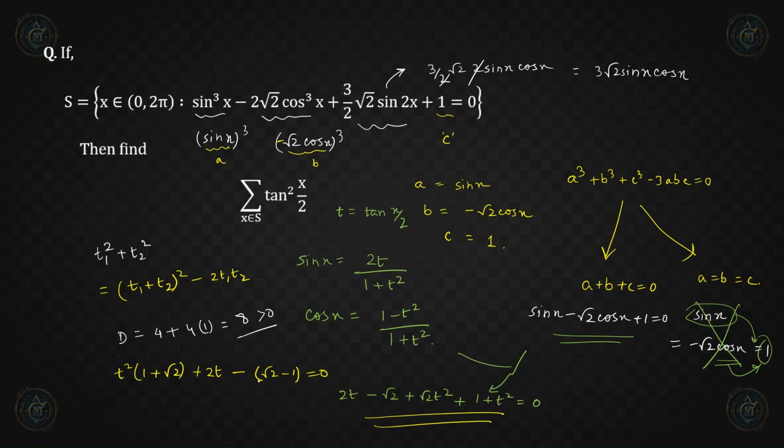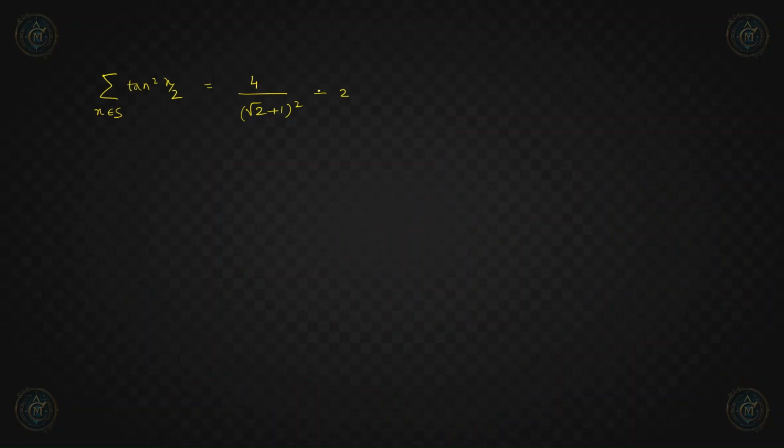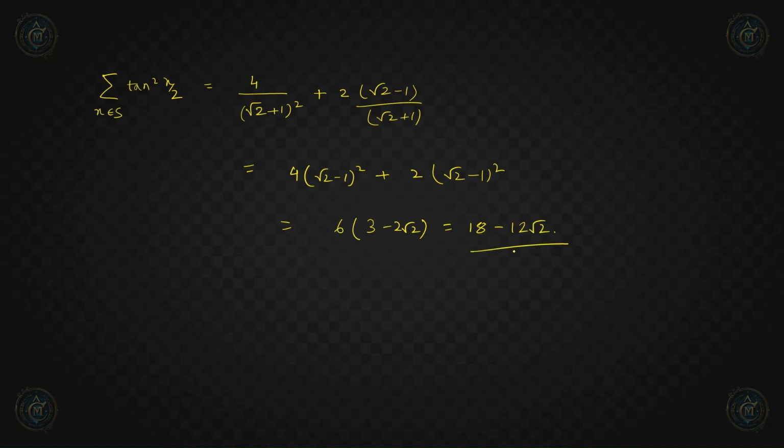T1 T2 is what? This will be minus (root 2 minus 1) divided by (root 2 plus 1), with a negative sign. So this will be plus here, times (root 2 minus 1) divided by (root 2 plus 1). Okay. So this thing we can simplify easily. This will be 4 over (root 2 plus 1) whole square plus 2 times (root 2 minus 1) over (root 2 plus 1). And if we calculate, this will be 6 times (root 2 minus 1) whole square. How much is (root 2 minus 1) whole square? 2 plus 1 minus 2 root 2, right? That means 3 minus 2 root 2. So this comes out to be 18 minus 12 root 2. This is our answer. Okay.